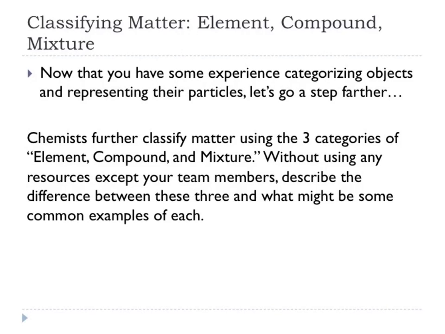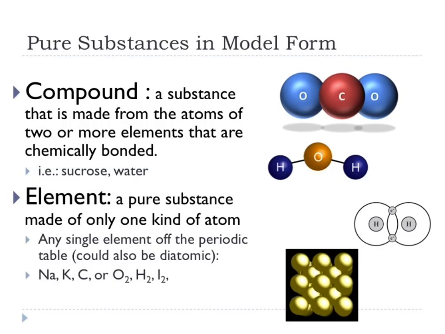Okay, so let's take a look at the definitions for these. A compound. The definition of a compound is that it's a substance made from atoms of two or more elements that are chemically bonded together. Some of your examples are sucrose or water, or here we have carbon dioxide, CO2, or H2O.